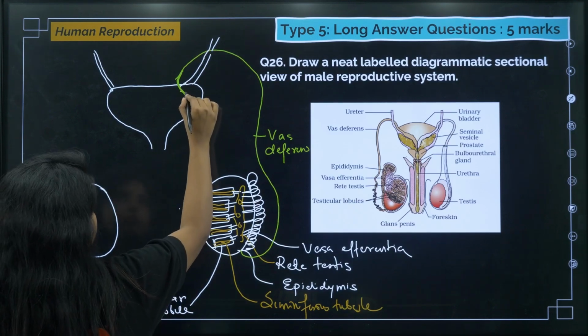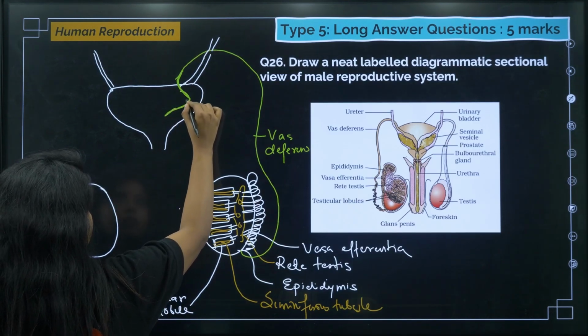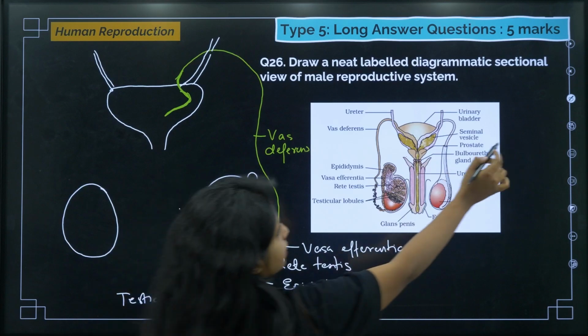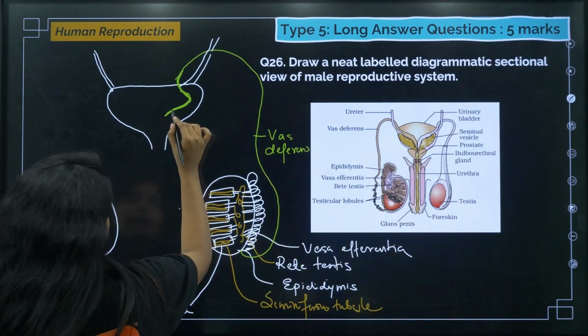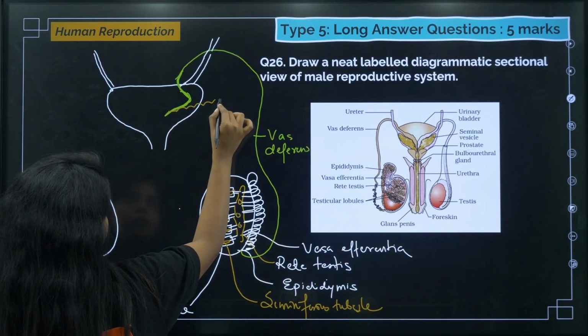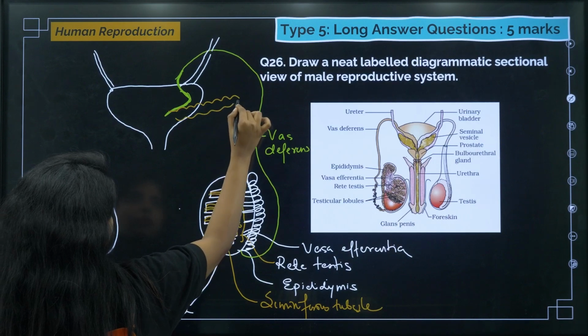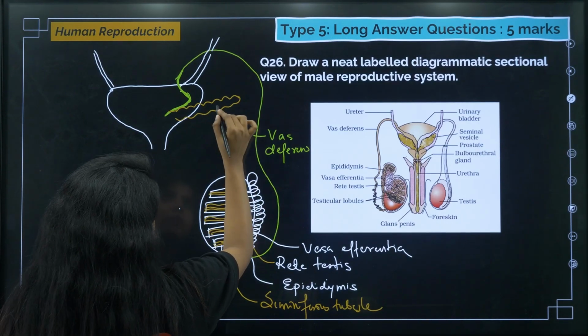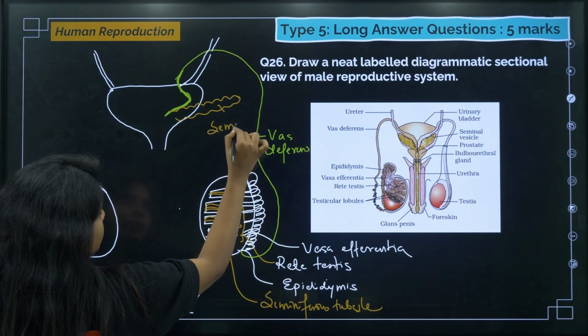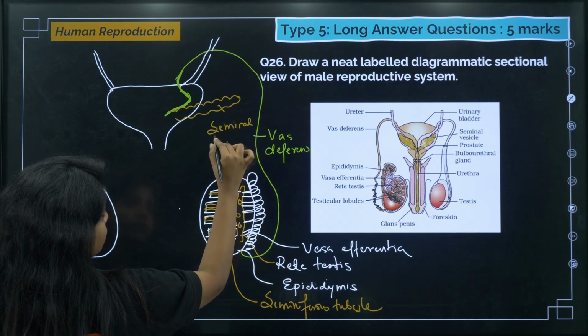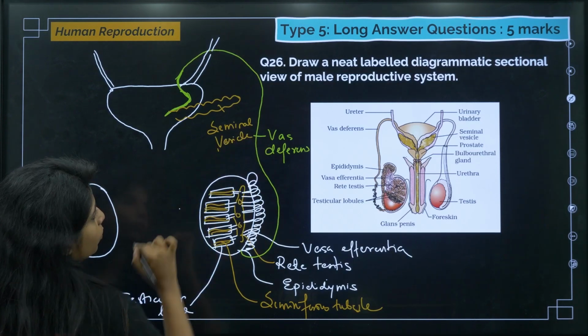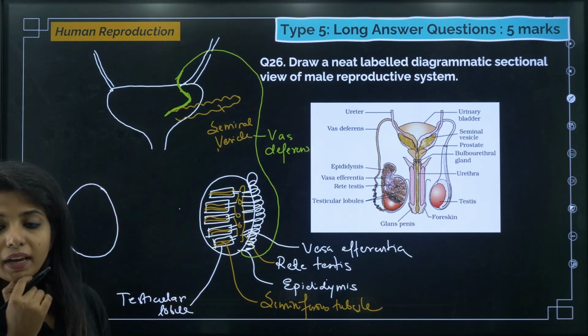Okay, now the thing is, at this point it will be releasing a secretion from a gland which is known as, where should I write? Here only I'll write, seminal vesicle. This is the first accessory gland. What do you call this? You call this as seminal vesicle.